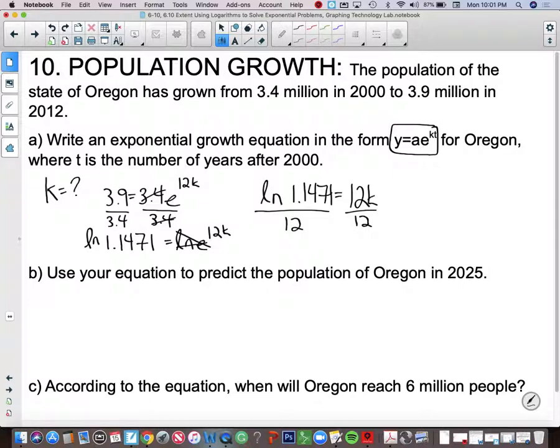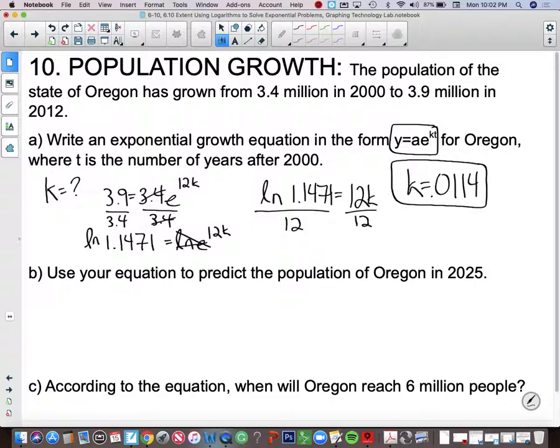I am using the exact answer here, so I'm not really rounding in my calculator. So your answer may be slightly different from mine, okay? Because I'm not just using 1.1471, I'm using the exact decimal in my calculator. So when I do that, I get k is equal to 0.0114. And you could keep going if you wanted to, but we're just going to go to 4 decimal places.